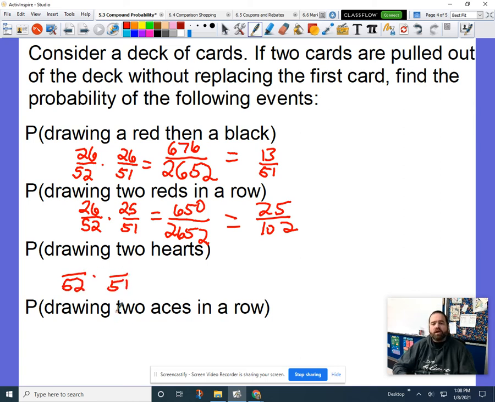All right, reach in and pull out a heart. How many hearts are in the deck? The first time around, there's 13. The second time, there's only 12 because I'm doing the same thing. If I did a heart then a spade, that's completely different, and that would be 13, 13. So 13 times 12, 156. Denominator staying the same, 2652. It goes down to 1 out of 17.